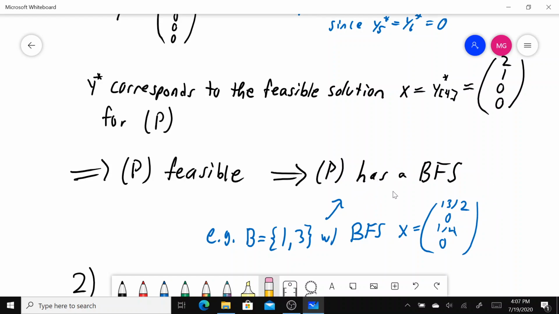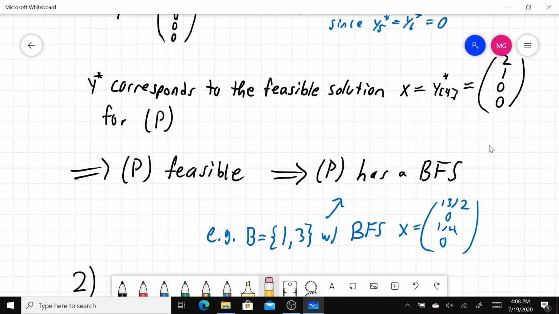And in this case, you don't have to take that on faith. You can actually verify that, for example, a basic feasible solution is given here, the basis being 1, 3, and this being a basic feasible solution. But in general, there's a way to get a basic feasible solution.